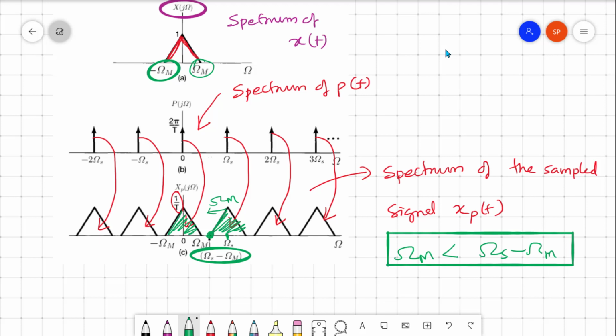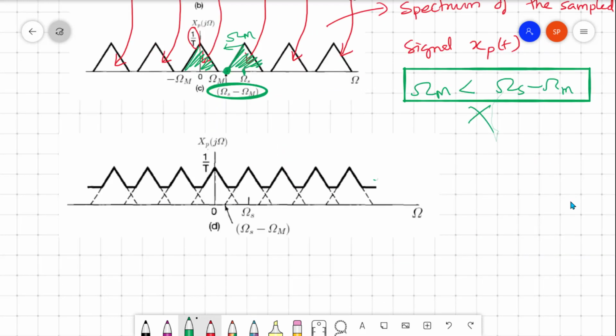So what happens if this condition is not satisfied? This particular picture shows that the condition is not met, right? Here this location is omega m, and our condition is omega m should be less than omega s minus omega m. Here this point is omega s minus omega m, so that condition is not met. So what happens is that these replicas will overlap each other, right? So we cannot extract the original spectrum from these replicas.